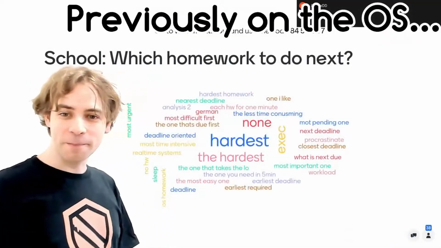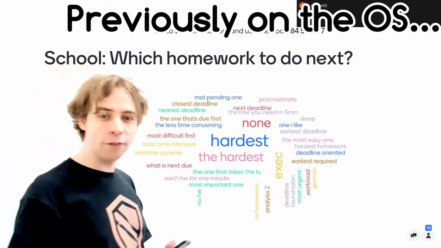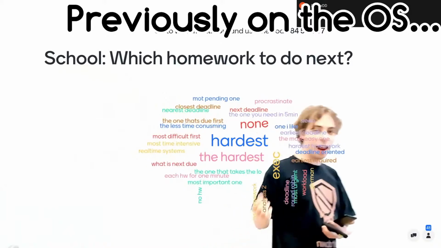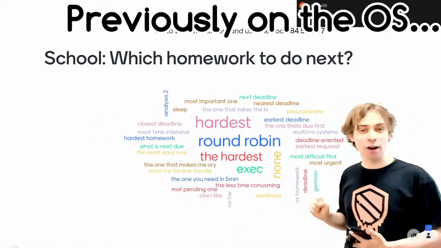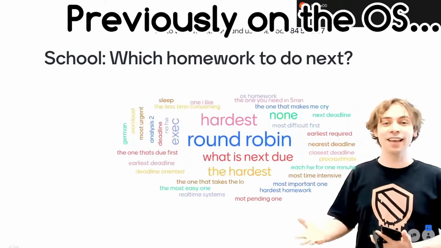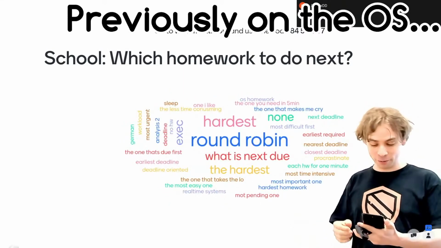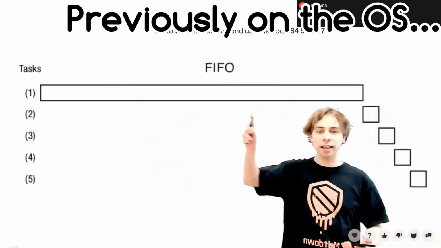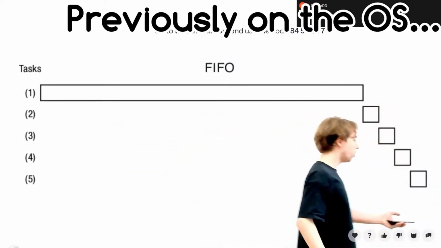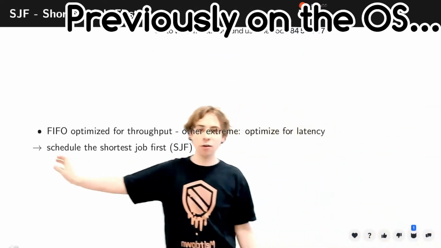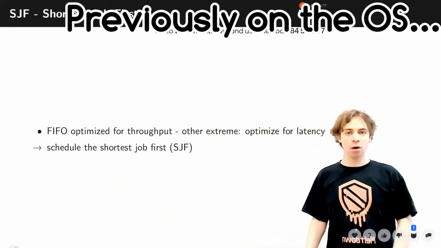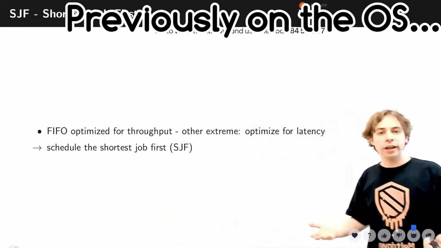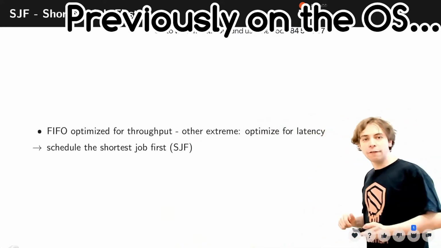Previously on the OS. So there are different options here, and actually several of these that you have described here are actual scheduling algorithms that we are using in operating systems. Yes. And this is exactly the case that I wanted to talk about. Schedule the shortest job first. What would that look like if we take the previous picture with the 5 tasks?